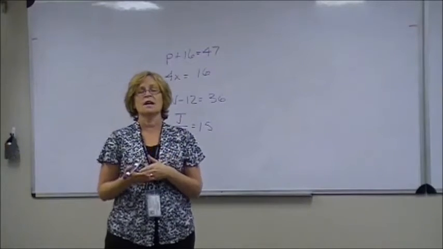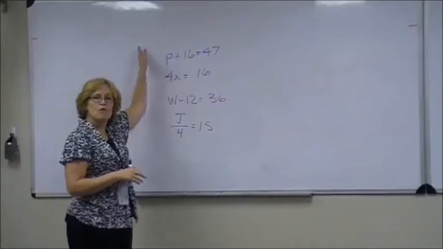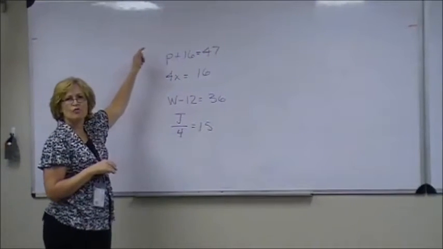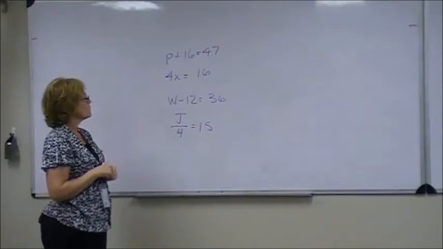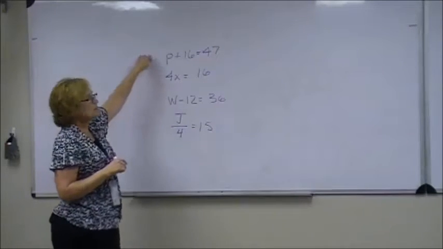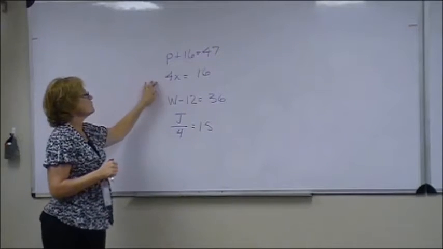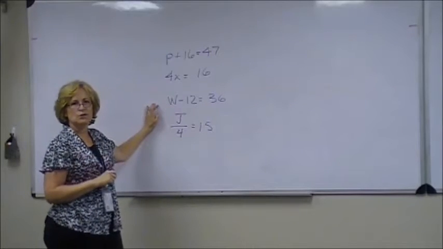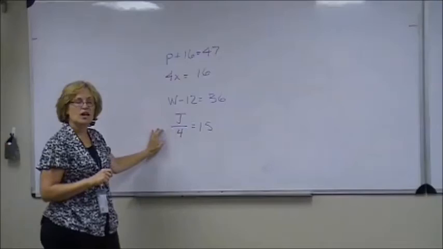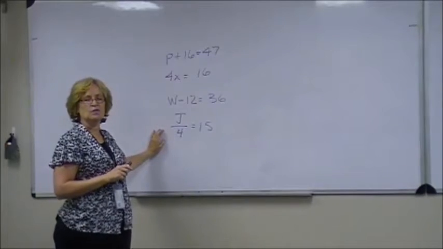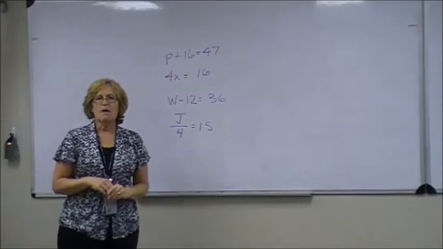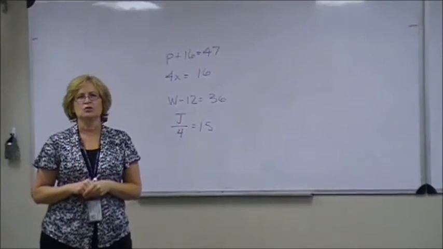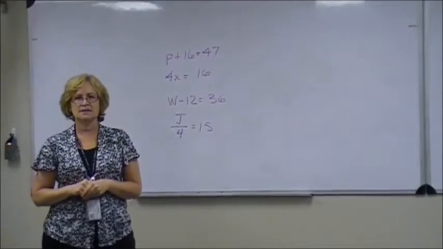sure that you understand. So on the board I have 4 problems, and they're all 4 equations, and they all have just one variable. So p plus 16 is equal to 47, 4x is equal to 16, w minus 12 is equal to 36, and lastly, j divided by 4 is equal to 15. When I talk about one-step equations, that means there's only one step that you need to do to get the variable to be by itself.